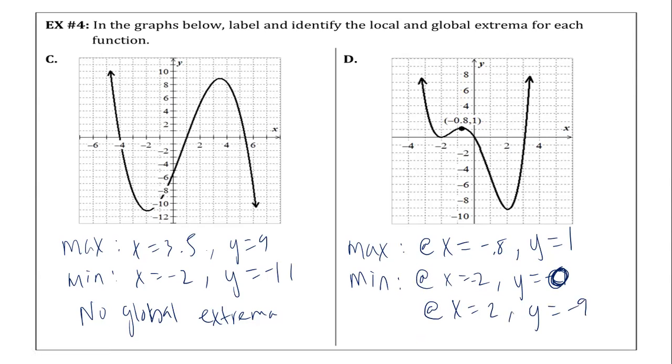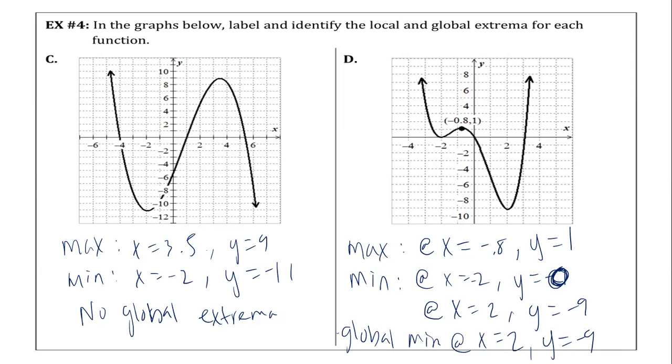Do I have any global? And what is it? A global minimum. I have an absolute or global minimum at x equals 2, and the value is -9. The global is just saying this is overall your lowest y value. Okay?